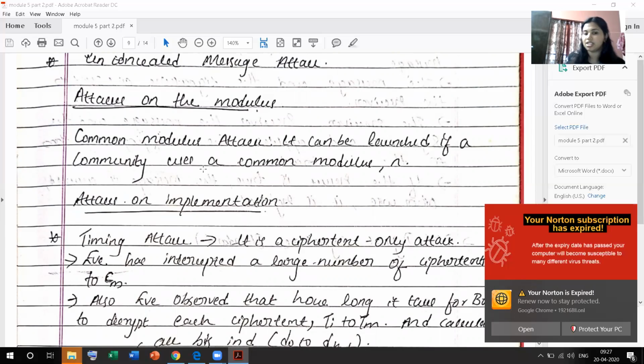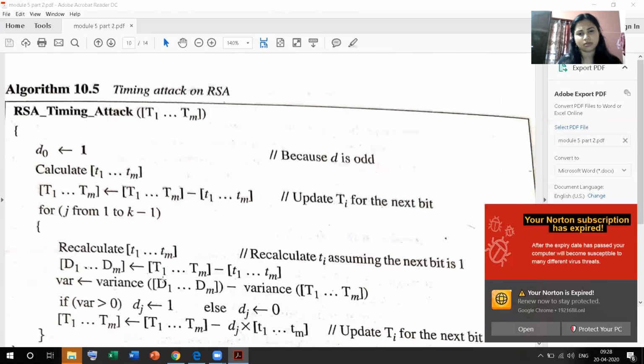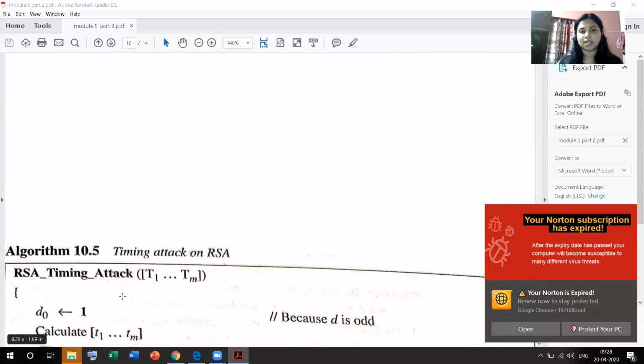In a timing attack, this is a ciphertext-only attack. You can intercept a large number of ciphertexts, that is C1 to Cm. Also, you observe how long it takes for decryption to decrypt each ciphertext, that is T1 to Tm. From these two sets of values, C1 to Cm and the time taken to decrypt the ciphertexts, the attacker calculates all the bits in d, that is d0 to dk-1. In the algorithm used here, we have d0, and we take the time to decrypt each ciphertext, and by using this timing we calculate the value of d. That's about the timing attack.